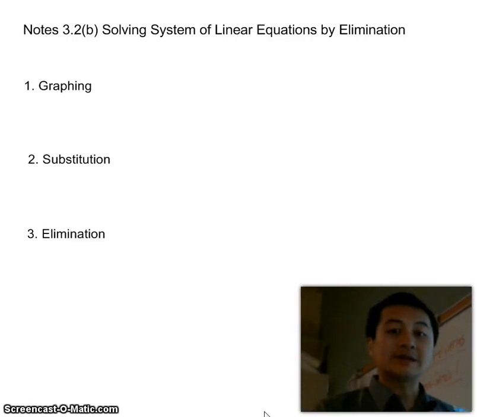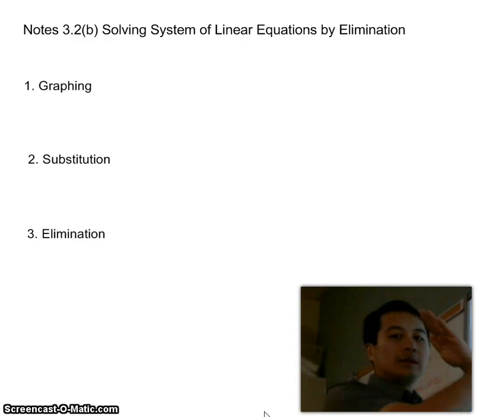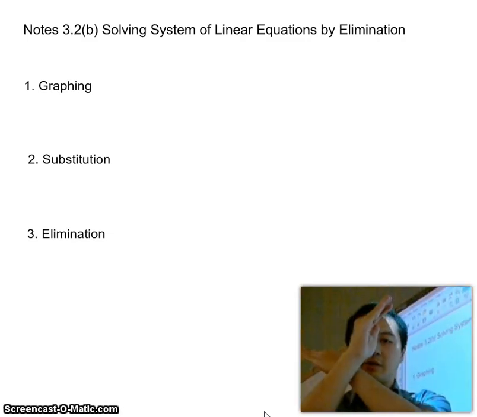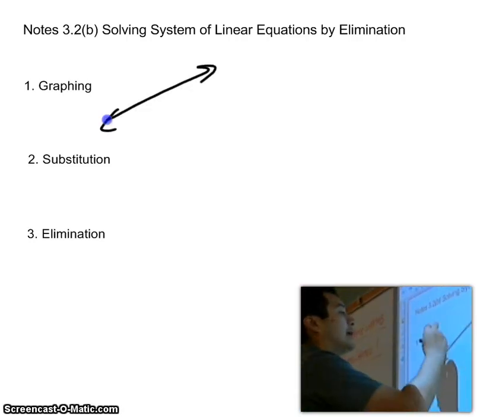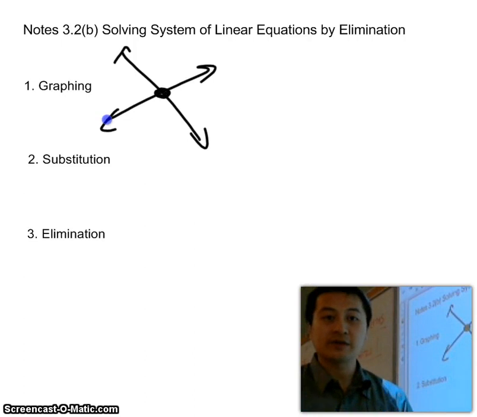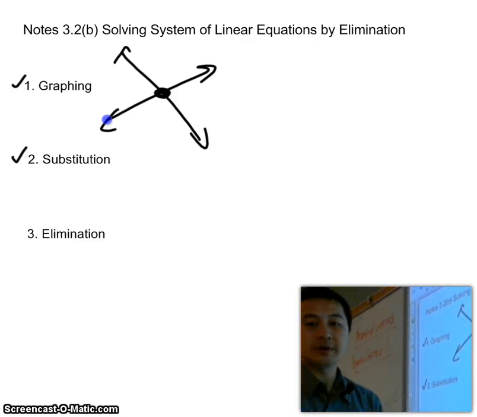We learned graphing. So what's the idea of graphing? Linear equations means two lines. So you have one line here, and you want to see where they cross. So you're graphing to find the point where they cross. Take a look. One line here, find out where they cross. That place where they cross is the answer for the system of linear equations. We did that already. Then we talked about substitution, which we did already.